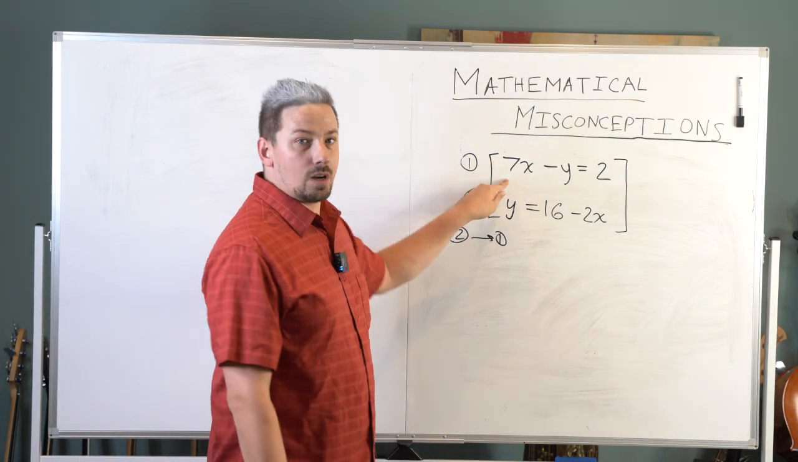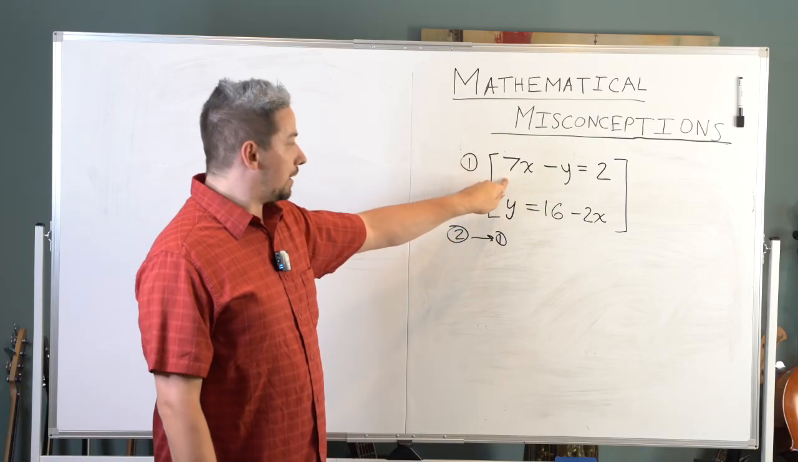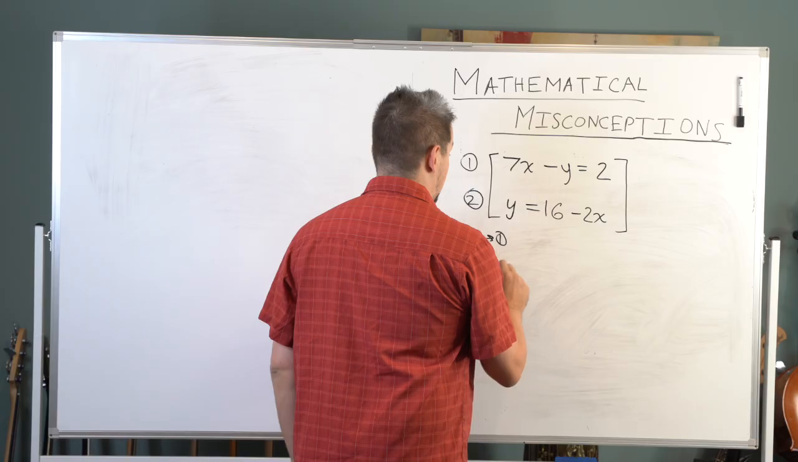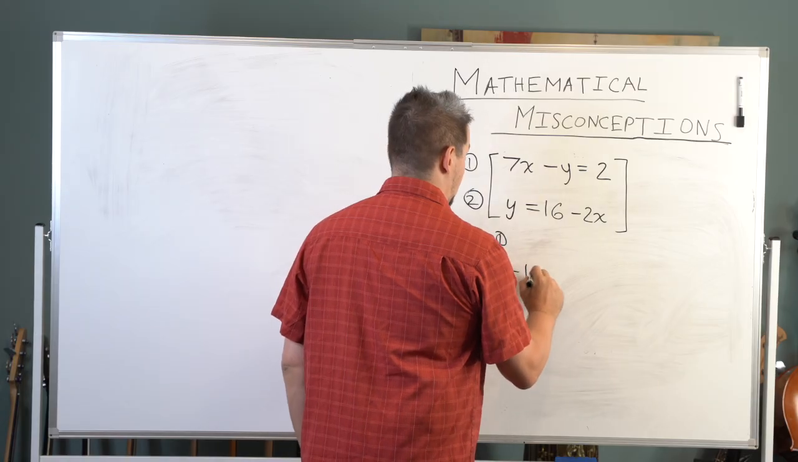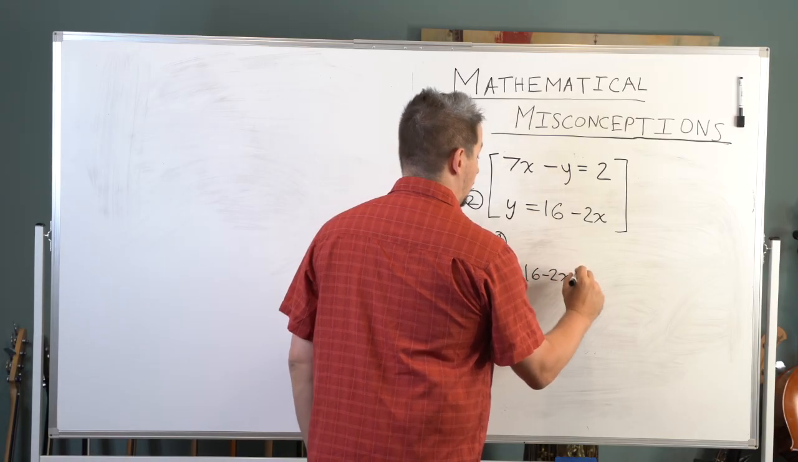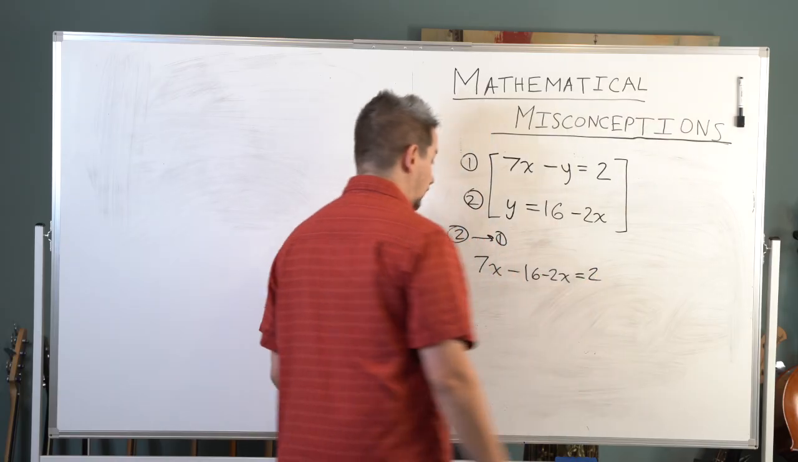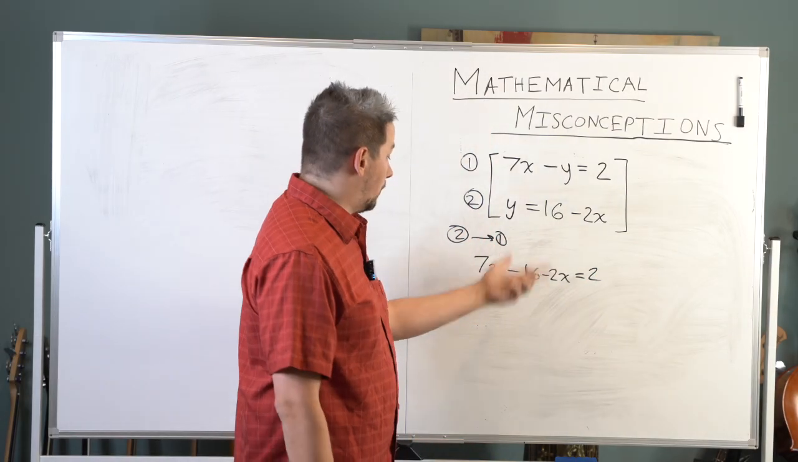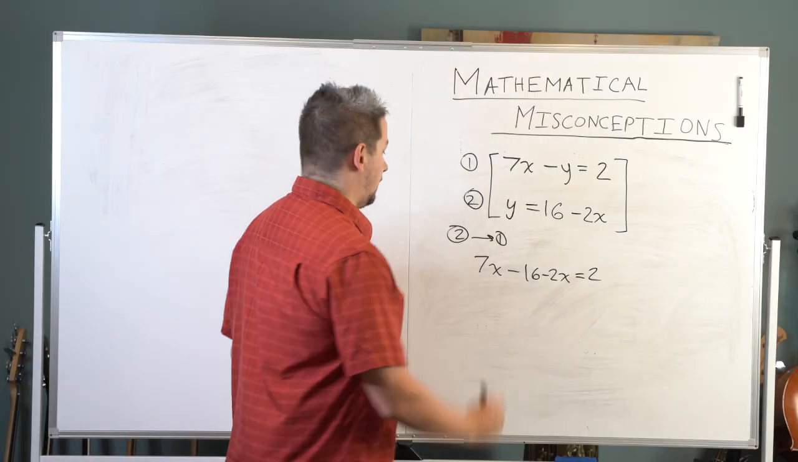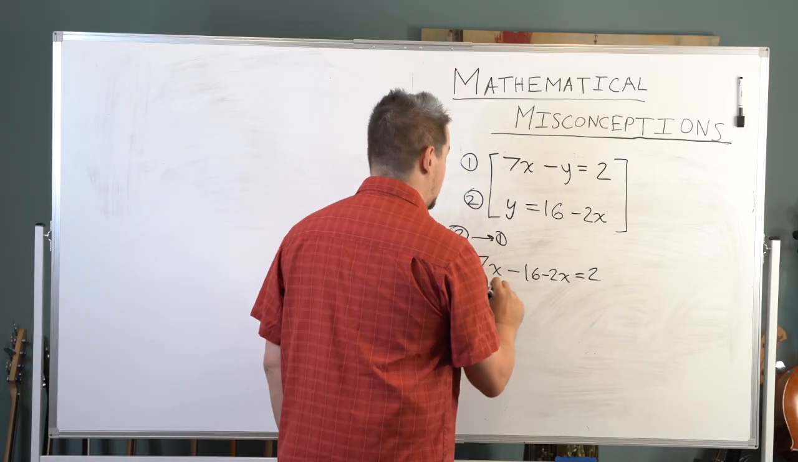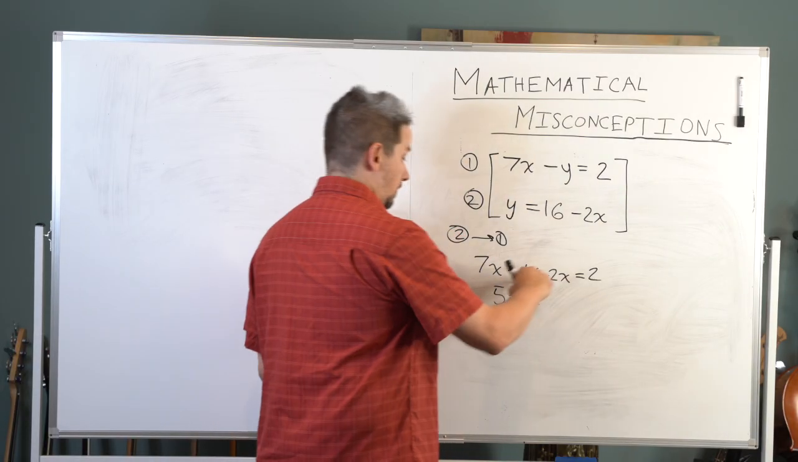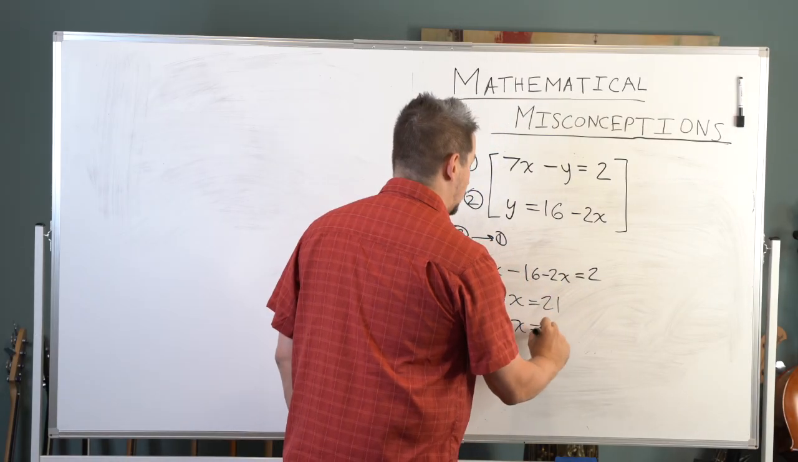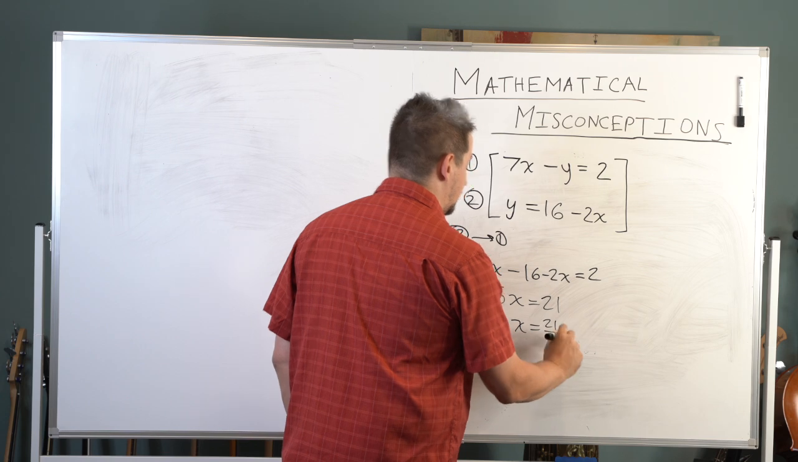Alrighty, so we're going to talk about the mistake first that I normally see with substituting. So let's go ahead and write this out. 7x minus 16 minus 2x is equal to 2. If you see the error, just wait. All right, so what do I do here? Let's combine like terms. So we have 5x equals, and then add 16 to the other side, 21. And then x is equal to 21 over 5.